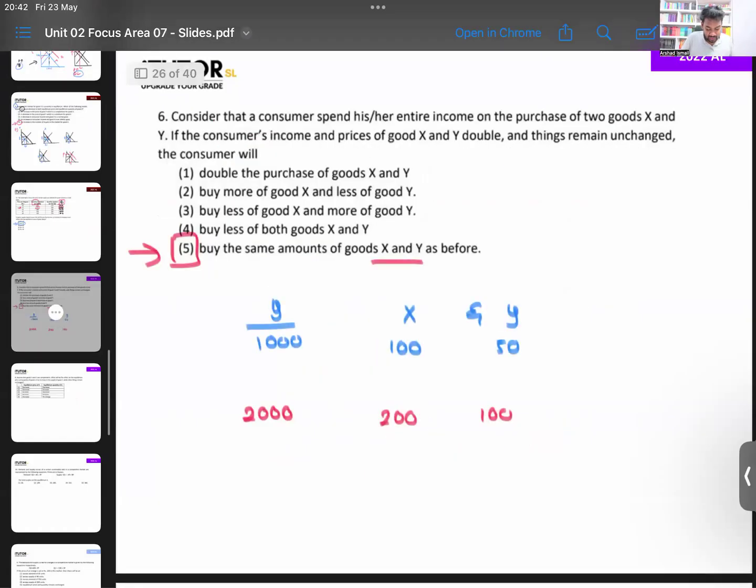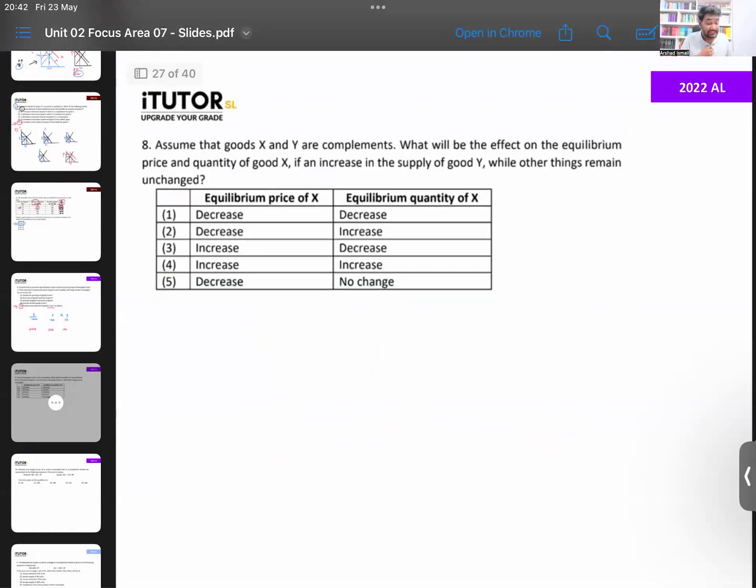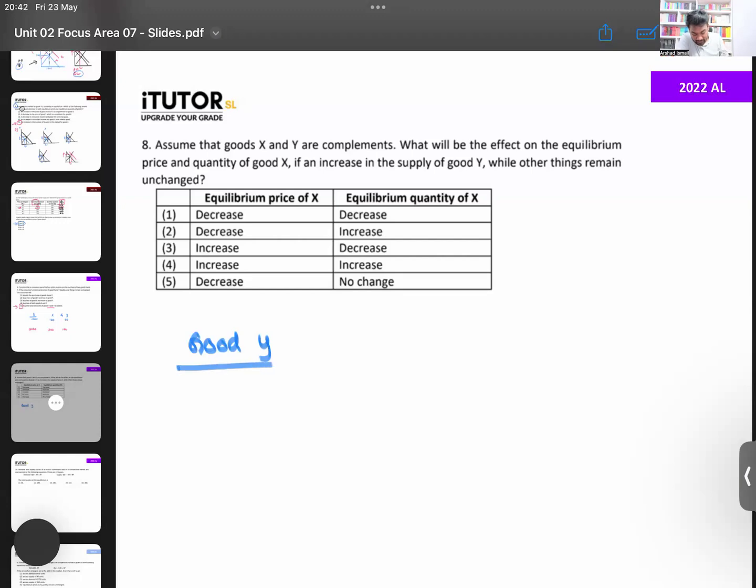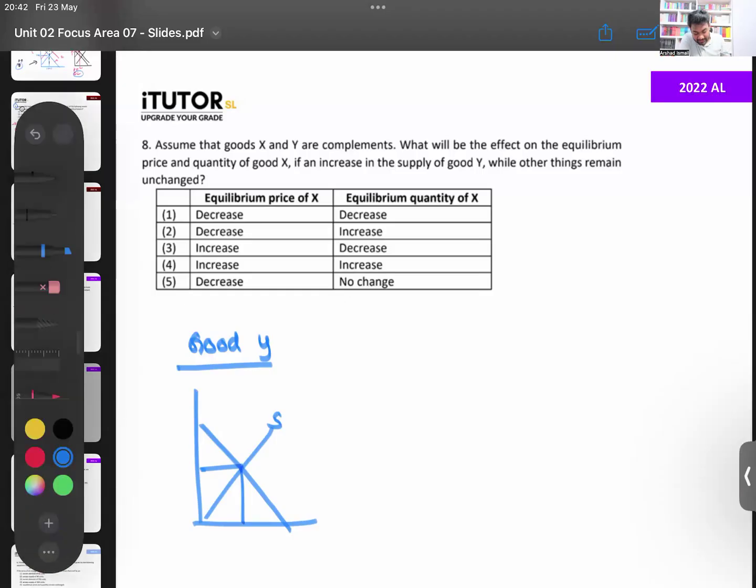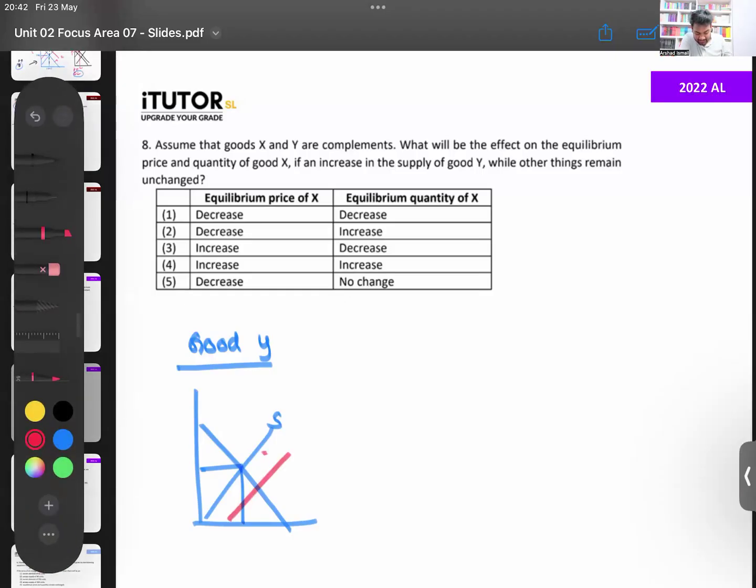Okay. 2022 question number 8. They're saying, assume that good X and Y are complements. What will be the effect on equilibrium price and quantity of good X if an increase in the supply of good Y while other things remain constant? So there is good Y. This is the price of good Y, quantity of good Y. Now what has happened? The supply of good Y has increased.